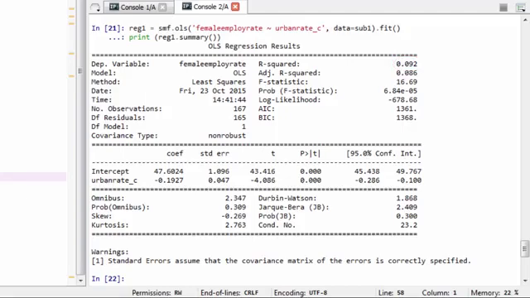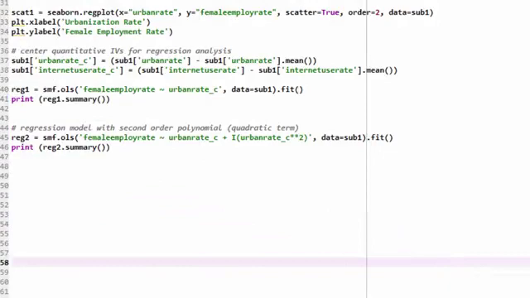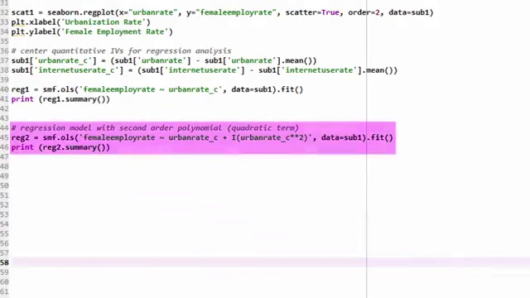But what happens if we allow that straight line to curve by adding a second-order polynomial to that regression equation? The Python code to do this is here. As you can see, it's the same code as for the linear regression model with the exception of some additional code.